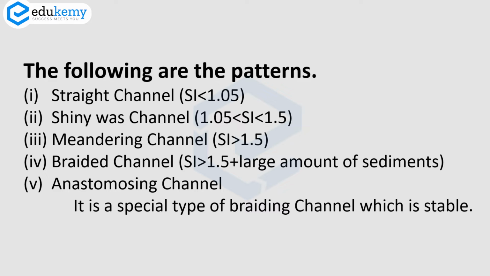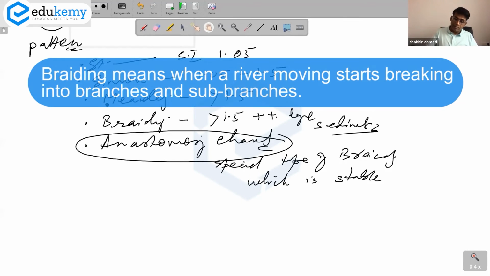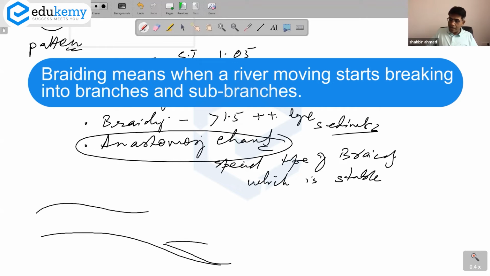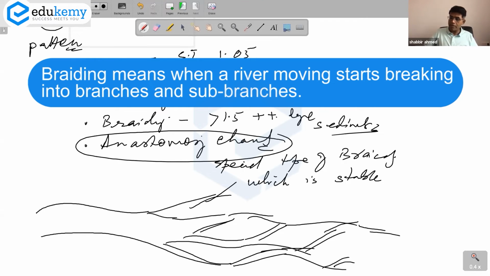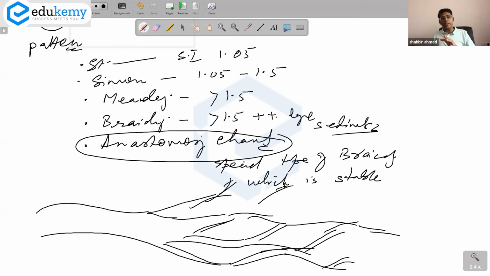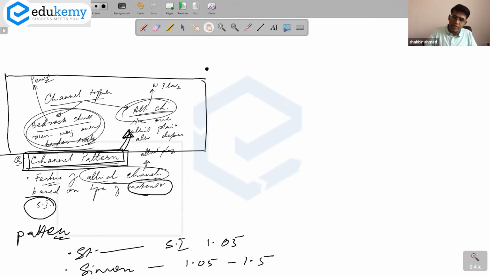So I hope you know what braiding is. Braiding is when a river starts breaking up into branches and sub-branches. This is called a braiding river. When the braiding channels don't shift anymore, when the braiding channels get fixed and stable, then we call that anastomosing channels. Don't confuse these three words.